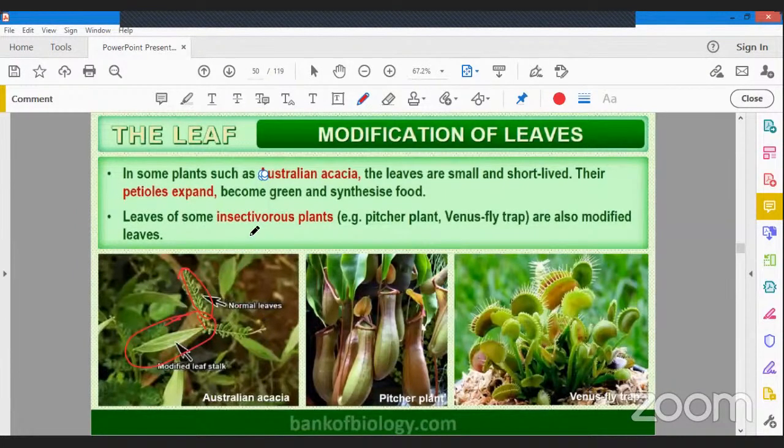Take it down. Then leaves of insectivorous plants, example pitcher plant and Venus flytrap, are also modified leaves. Look. So take it down. Examples are very important, students. They will give you time to write it.